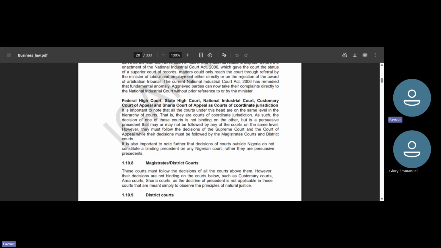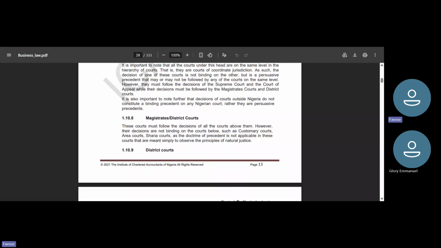So the next is the magistrate or the district court. These courts must follow the decisions of all the courts above them. So the decisions of the Supreme Court, the Federal High Court, the State High Court, and all the courts that have been previously mentioned are binding on the magistrate courts. But the decisions of the magistrate courts, right, are not binding on the courts below. Examples of courts below are the customary courts, the area courts, the Sharia courts, and all that.